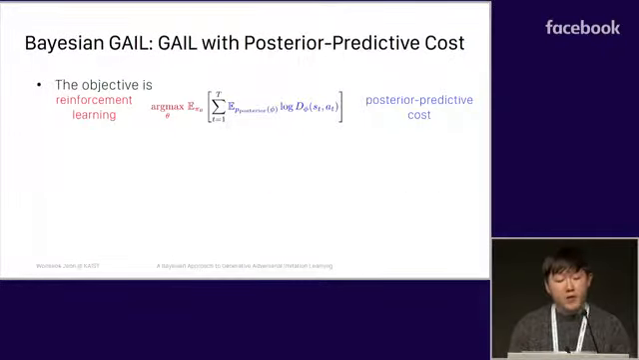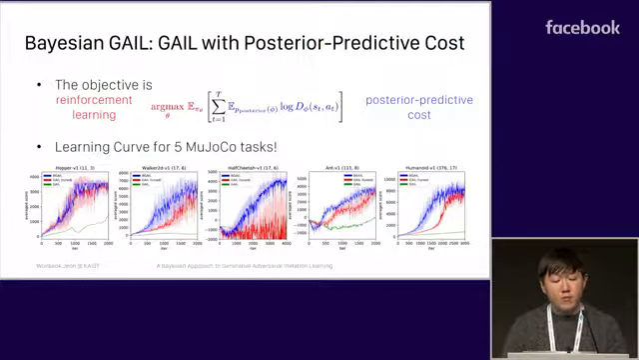Compared to GAIL, our algorithm Bayesian GAIL, or BGAIL in short, uses a posterior predictive cost function and uses the cost for reinforcement learning similar to GAIL. In the end of our work, we check the performance, and our algorithm is shown to be much more sample efficient compared to GAIL in 5 MuJoCo tasks.